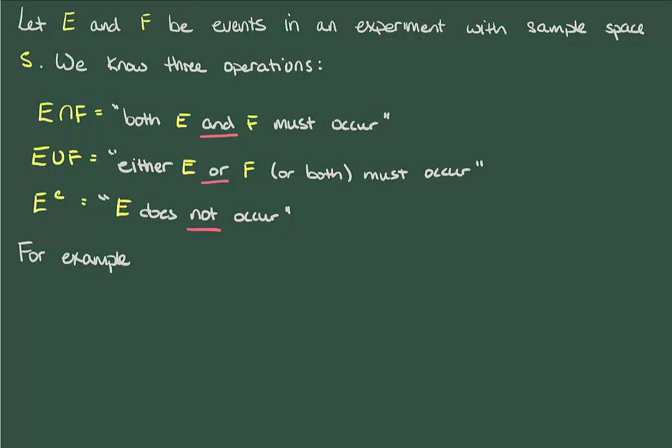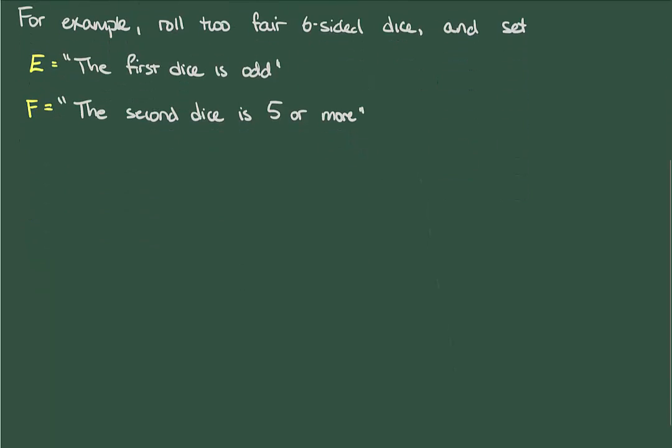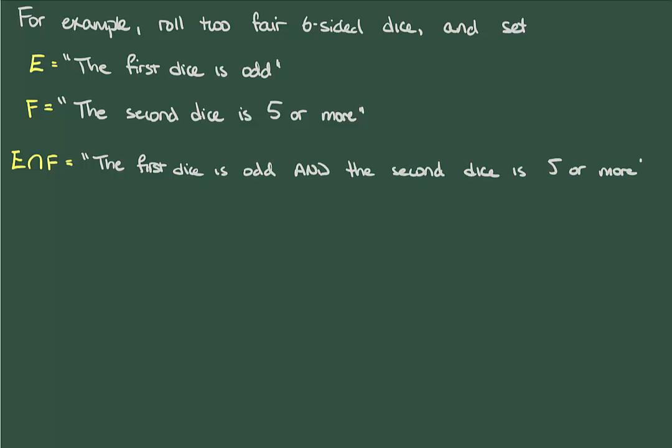To make things more concrete, let's set up an example. So let's suppose that you roll 2 fair d6 and define the event E such that the first dice is odd, and define the event F such that the second dice has a value of 5 or more. The intersection of E and F is the event that both the first dice is odd and the second dice shows a value of 5 or more. Both conditions must be true, neither of them is optional.